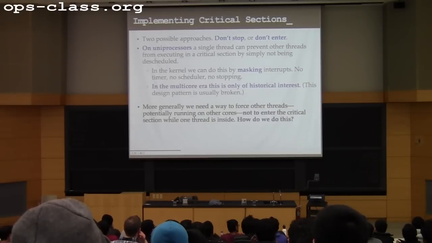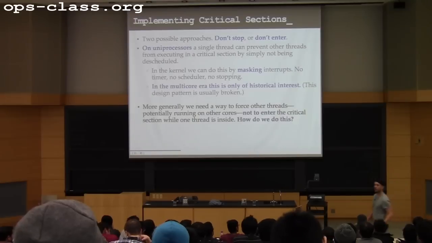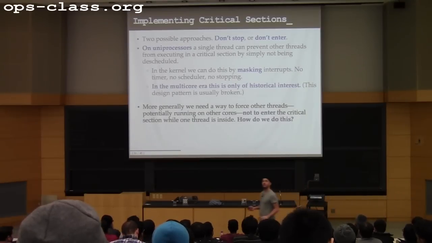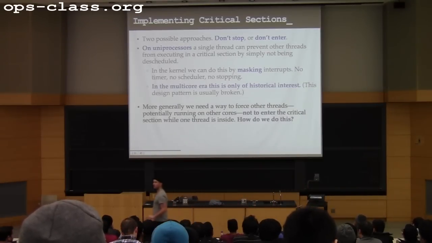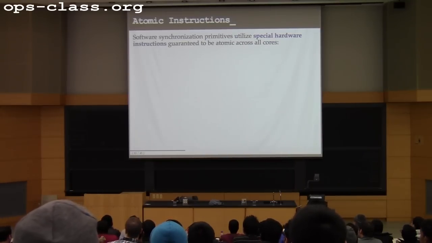More generally, what we really want to do is pursue the don't enter strategy. We want a way to prevent threads from getting inside of the critical section while it's in use, right? Once a thread enters, we want to make sure that nobody else can enter as well. This is something that's much more robust and much more effective on multi-core machines.